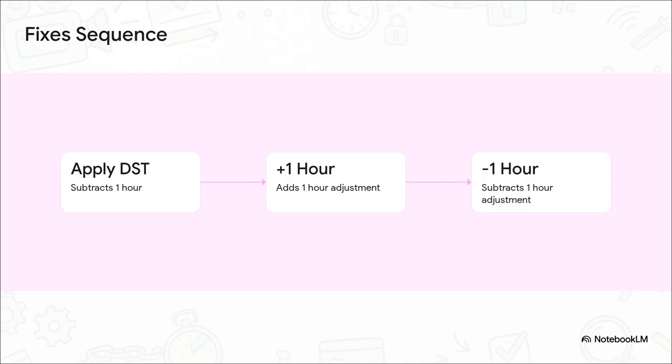Step 1, it will always apply the manual DST fix, subtracting an hour. Step 2, it applies any +1 hour adjustments. And Step 3, it applies -1 hour adjustments. You're never left guessing how the math is being calculated behind the scenes. The software applies a rigid, fully documentable logic every single time.